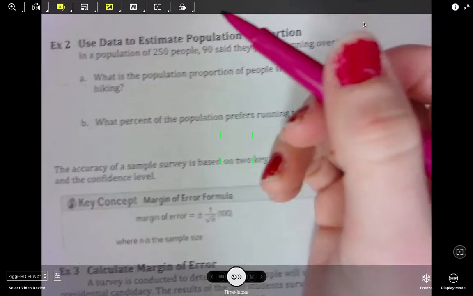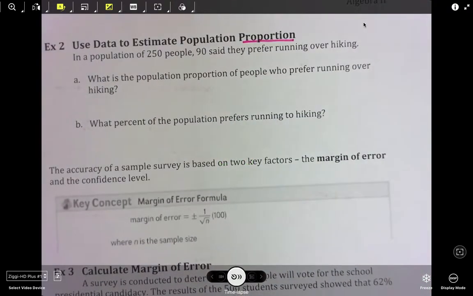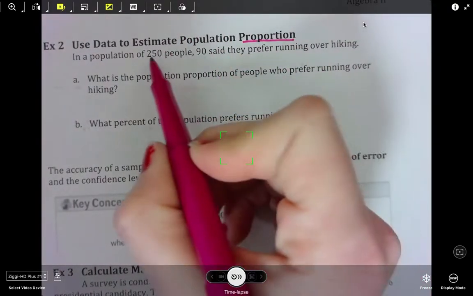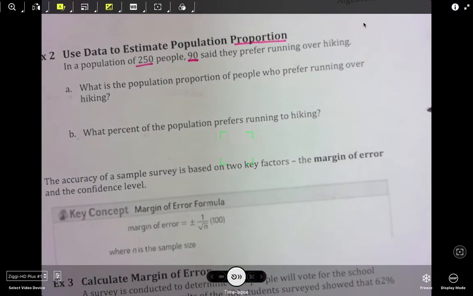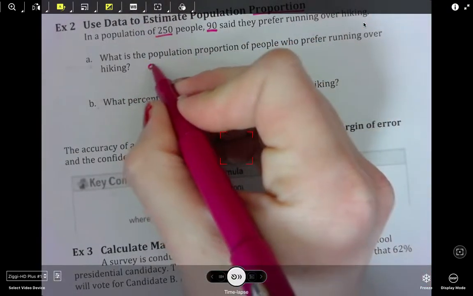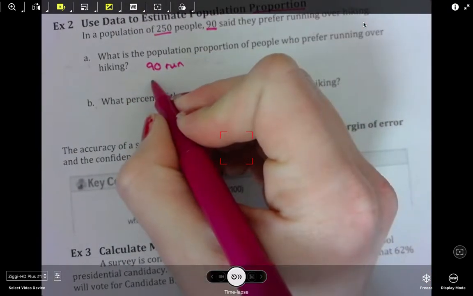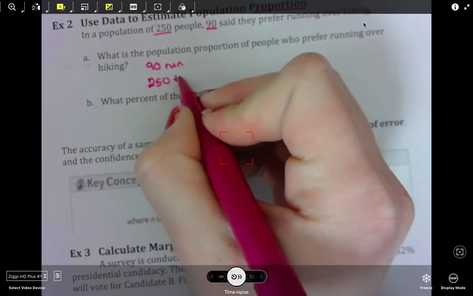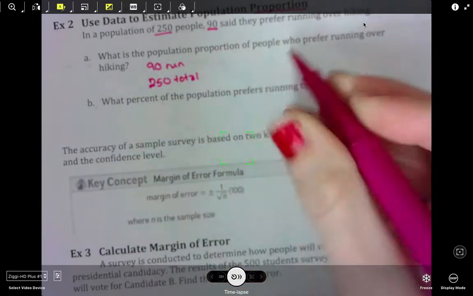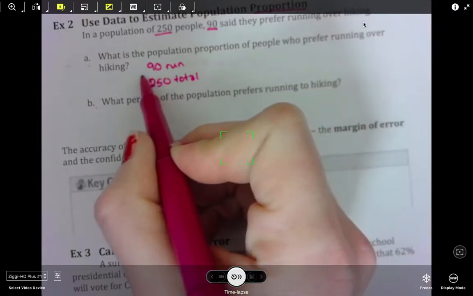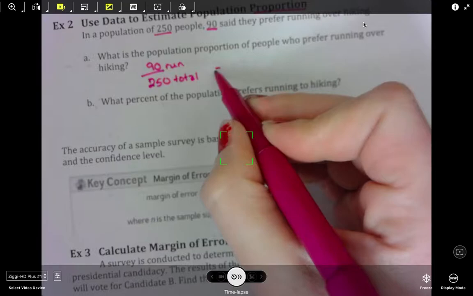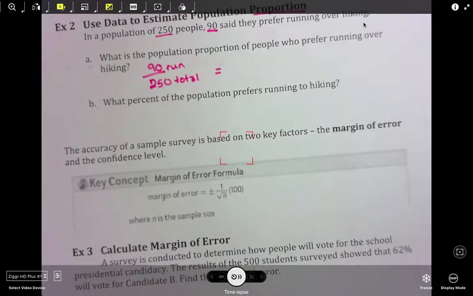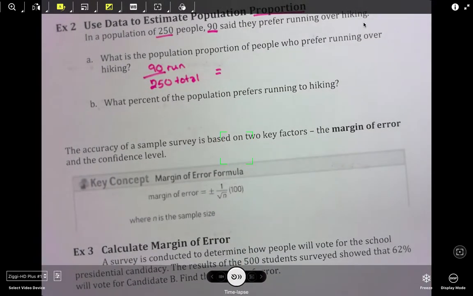All right, next example. This is a proportion one, and this one goes by really quick. In a population of 250 people, okay, 90 say they prefer running over hiking. So we have 90 runners over 250 total. What is the proportion of people who prefer running over hiking? When you do that, you just put the runners over the total, 90 over 250, and we write that as a decimal, 90 divided by 250.